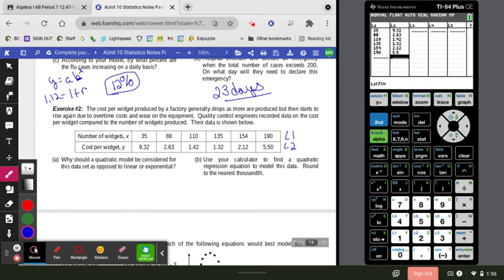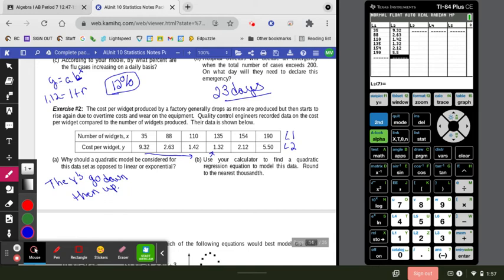Okay, now that I've put my data in, while I was putting my data in, I noticed that my y values went down, and then they started to go up. So that's why it should be a parabola, because the y's go down, then up. Linear is always going up or always going down, and exponential is always going up or down, just at a much faster rate. So use my calculator to find the quadratic regression.